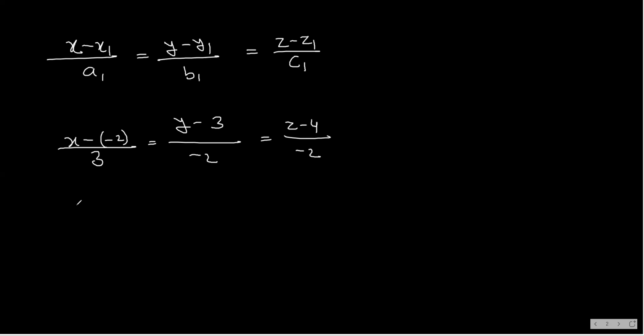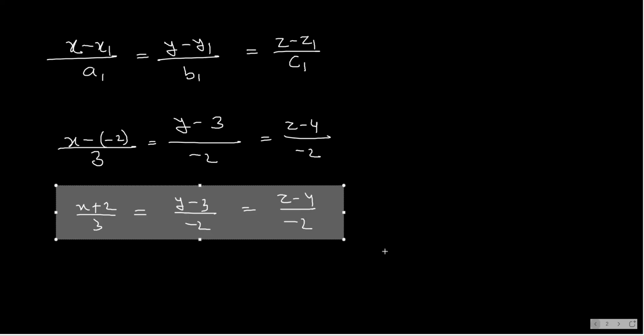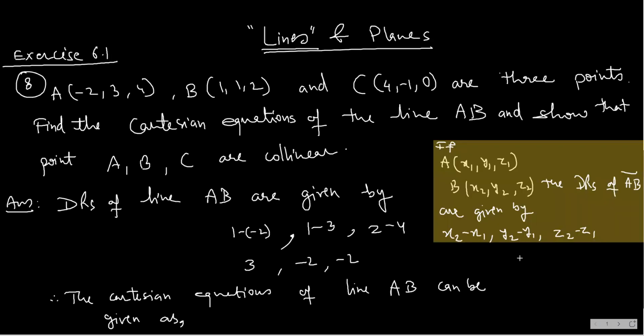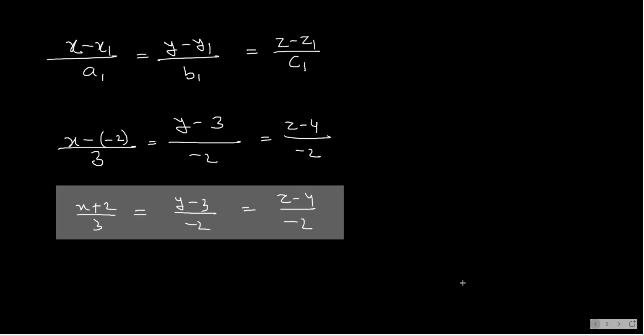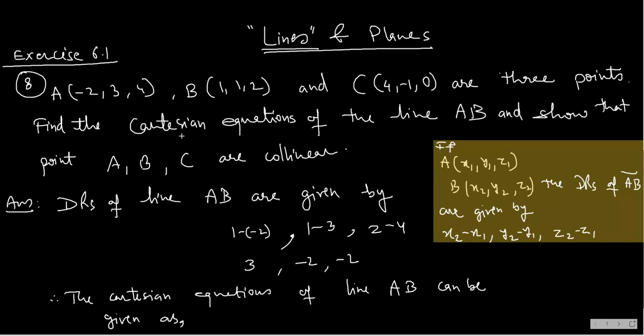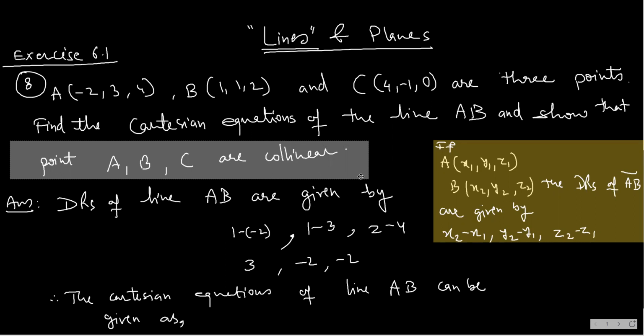So you have x plus 2 upon 3 equals y minus 3 upon minus 2 equals z minus 4 upon minus 2. This is the answer. Okay, this completes the solution. Now we got the Cartesian equations. Now they say show that points A, B and C are collinear. You have to show that these points are collinear.